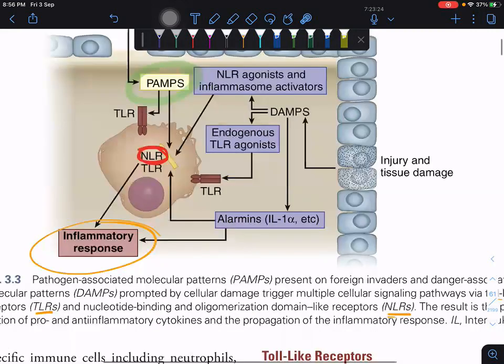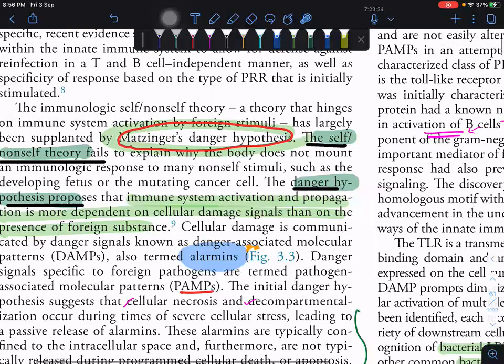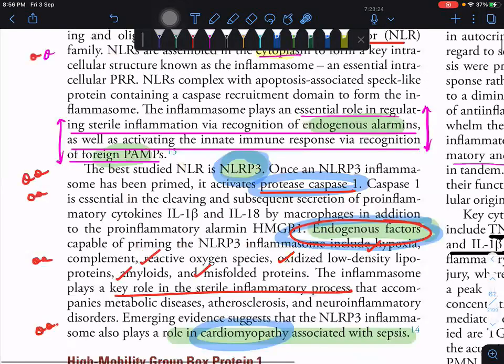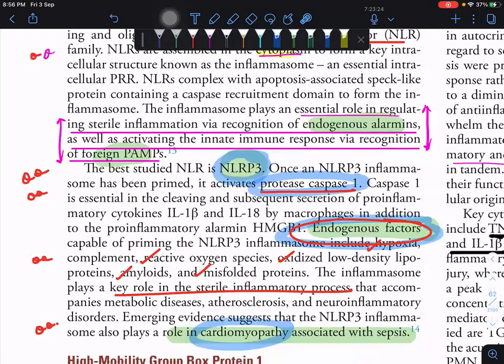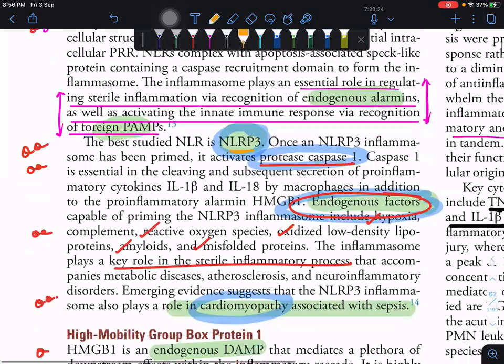So both the DAMPs and PAMPs are recognized by the NLR. Your first MCQ: the best studied NLR is NLRP3. Once NLRP3 is formed, it can activate the protease caspase 1, another MCQ. Caspase 1 will then go on to the next activation, which is activating IL-1 beta and IL-18.